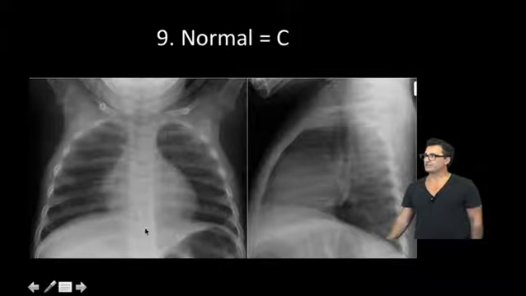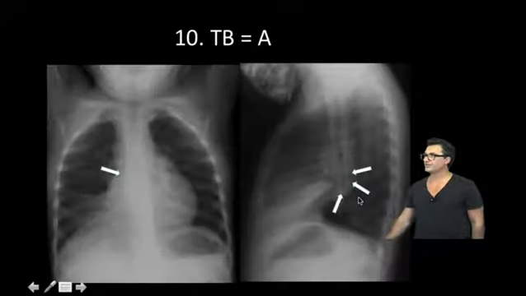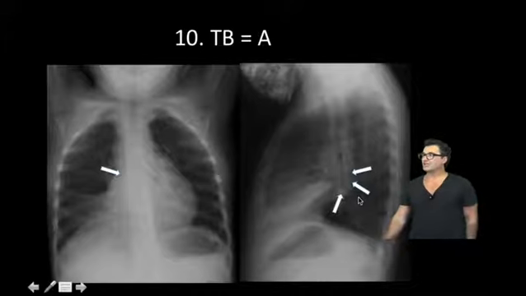Again, a normal X-ray, nothing going on at the hilar, no compressions of the bronchi, and no big mass on the lateral. So I'm comfortable with that. I called 10 a TB.